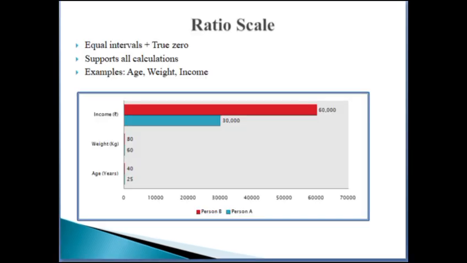Ratio scale. Ratio scales have all properties of interval scales plus a true zero, representing absence of the property. For example, zero income means no income and zero weight means no weight. Ratio scales allow all arithmetic operations, including ratios. Someone earning 60,000 earns twice as much as someone earning 30,000. They are the most informative and allow all statistical tests including mean, median, correlation, regression and ANOVA.